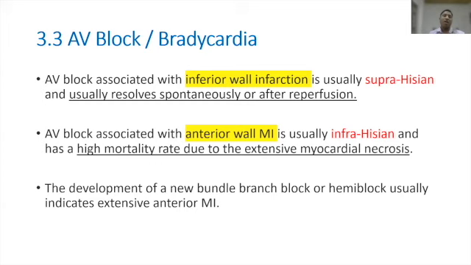But if the patient has an anterior MI with heart block, that is going to be usually infra-His bundle. That means higher mortality rate due to extensive myocardial necrosis. So this type of patient, anterior wall MI with heart blocks, always keep an idea that it's a high risk MI.